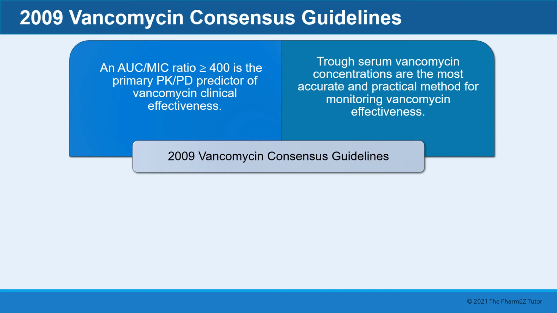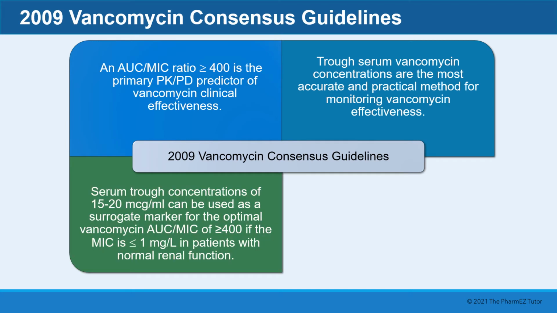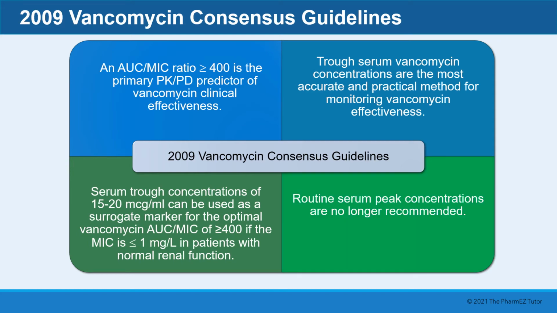monitoring vancomycin effectiveness. The third statement is that serum trough concentrations of 15 to 20 micrograms per mil can be used as a surrogate marker for the optimal vancomycin AUC-MIC ratio of greater than or equal to 400 if the MIC is less than or equal to 1 in patients with normal renal function. And finally, the fourth recommendation is that routine serum peak concentrations are no longer recommended to be used.